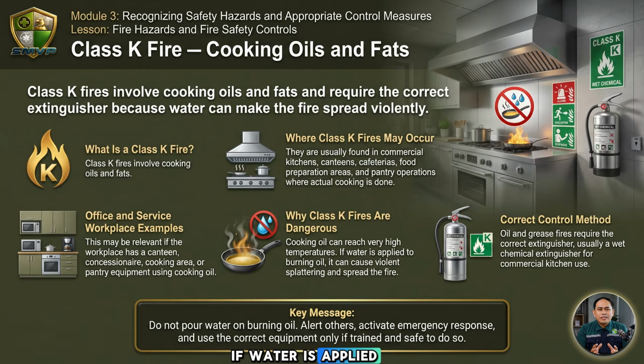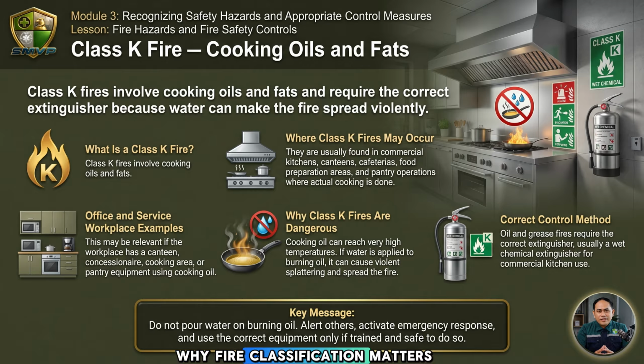If water is applied to burning oil, it can cause violent splattering and spread the fire. This is why oil and grease fires require the correct extinguisher, usually a wet chemical extinguisher for commercial kitchen use. For ordinary employees, the practical reminder is simple. Do not pour water on burning oil. Alert others, activate emergency response, and use the correct equipment only if trained and safe to do so.